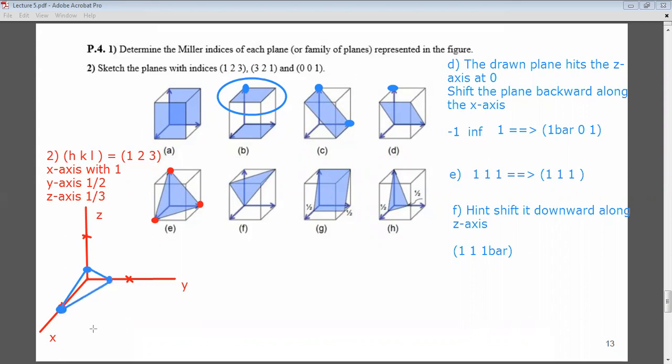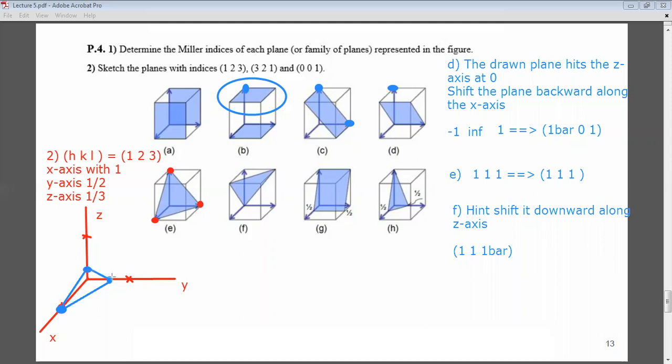Okay. So to do 3, 2, 1, I do the same. I say HKL is 3, 2, 1. It means that it hits the x-axis at 1/3, the y-axis at 1/2, and the z-axis at 1. I draw my x-axis, y-axis, z-axis, and I put over here 1/3 and over here 1/2, and then here 1, and I connect the dots.